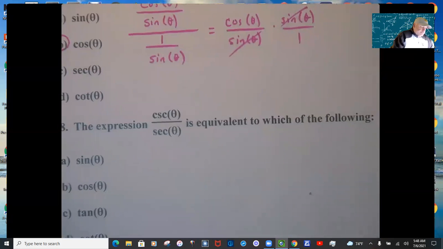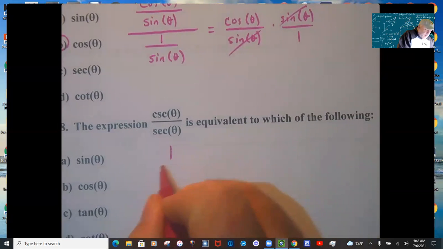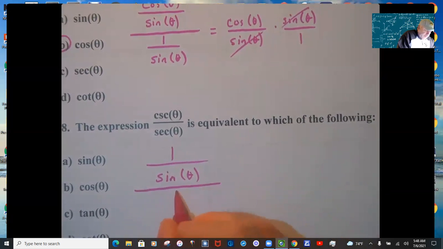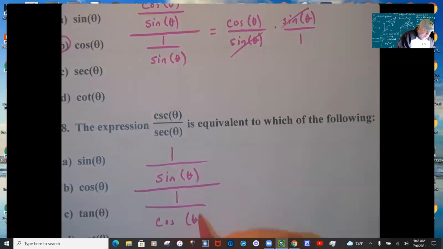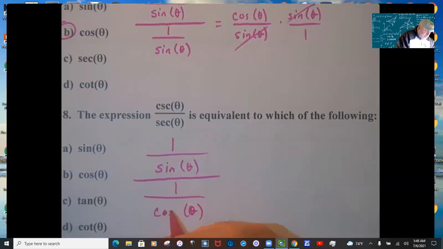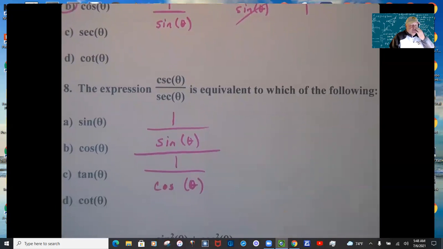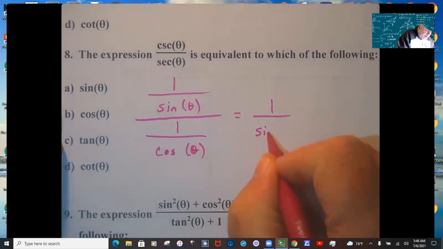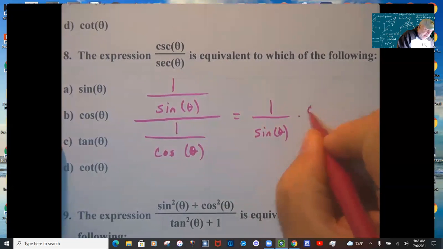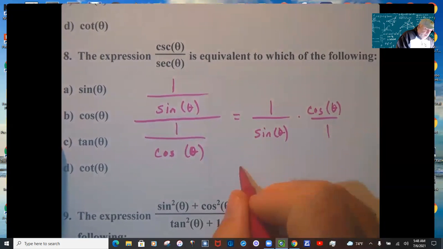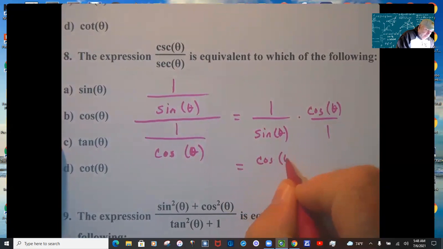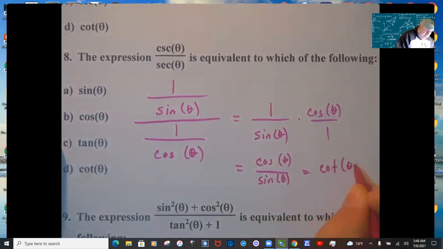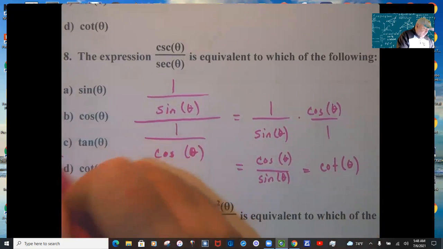Okay, number 8. So I want to again turn these both into sine and cosine ratios, use the reciprocal ratios. So we keep the top the same again, and then multiply by the reciprocal of the bottom. So this is cosine over sine, which that's not a choice, but cotangent is equal to cosine over sine, and that is a choice.